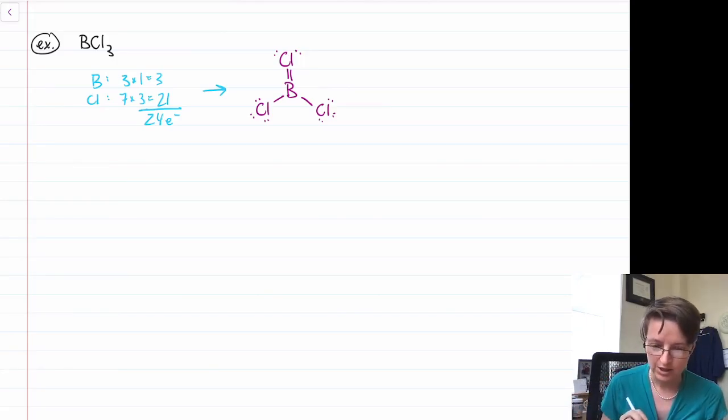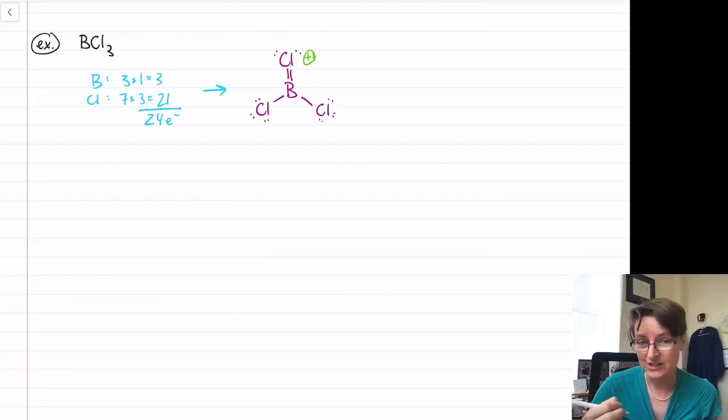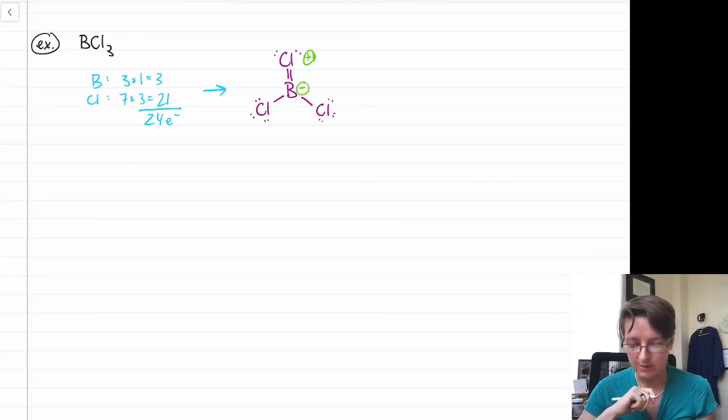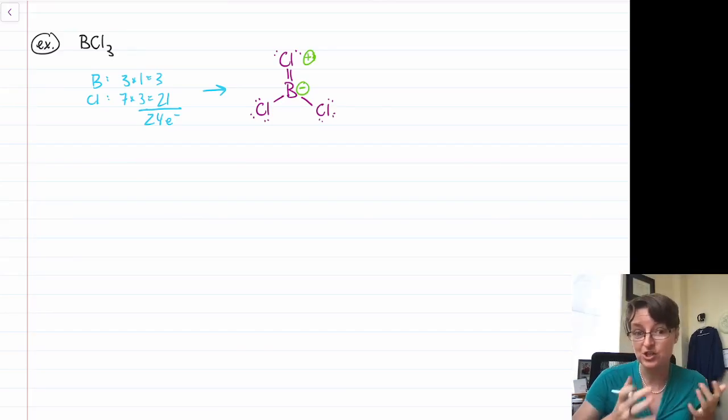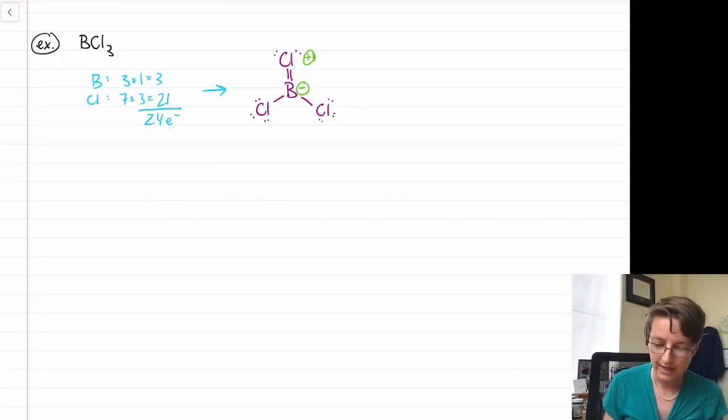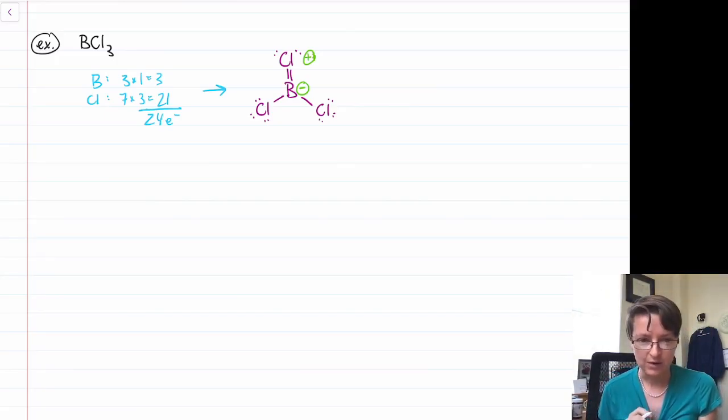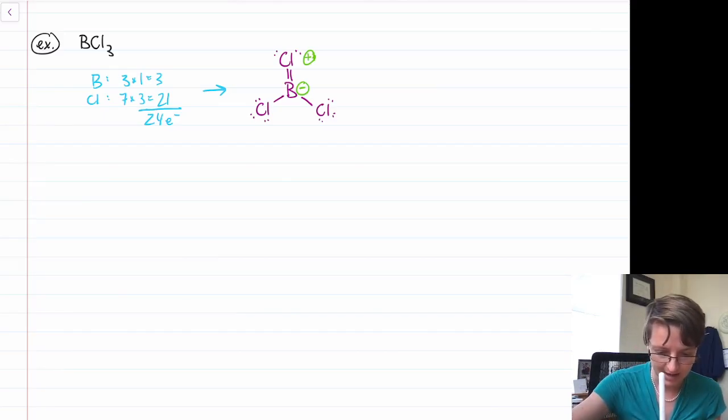The top chlorine currently has 6 valence electrons, but it really would like to have 7 valence electrons. So its formal charge in this case is going to be +1. The boron has 4 valence electrons, but the periodic table says that it would normally have 3. So this is going to have a formal charge of -1. And then meanwhile, the bottom two chlorines both have 7 valence electrons, and according to the periodic table, they should. So they don't have any formal charge. And so looking at this, I'm seeing once again that there is a positive-negative charge pairing.